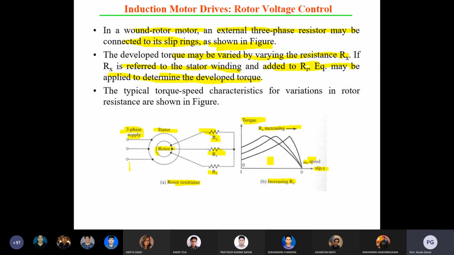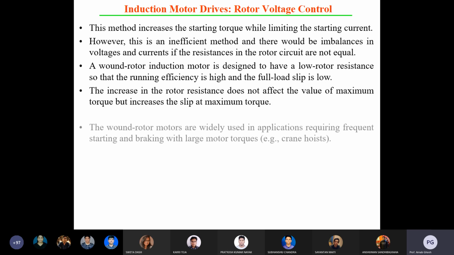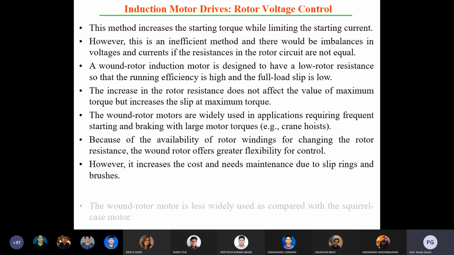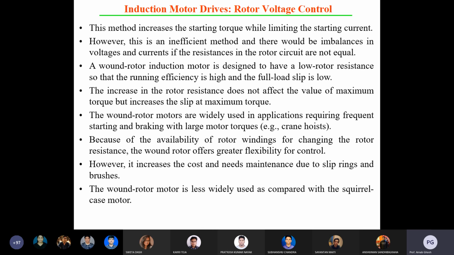Synchronous speed you are attaining, very good. By changing that rotor resistance, you can limit the current flowing to the machine. More load may cause high current, so you can operate through these characteristics. This method increases the starting torque while limiting the starting current. Limiting the starting current is required. Over-current protections are there.